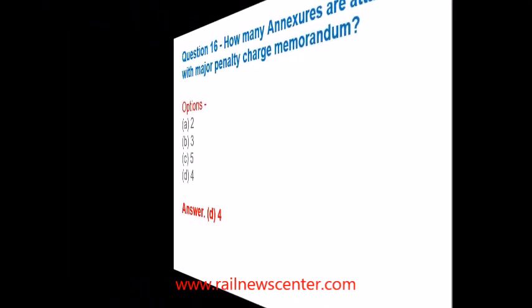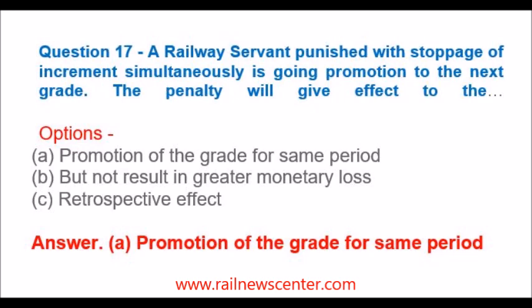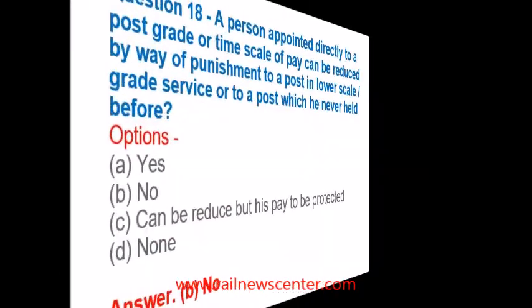D. 4. Question 17. A railway servant punished with stoppage of increment is simultaneously going on promotion to the next grade. The penalty will be given effect to in the options. A. Promotion of the grade for same period. B. But not result in greater monetary loss. C. Retrospective effect. Answer. A. Promotion of the grade for same period.